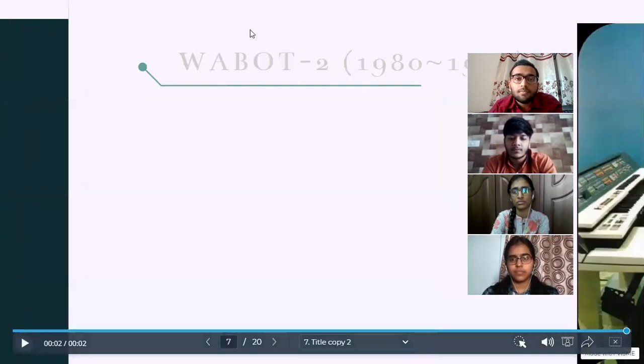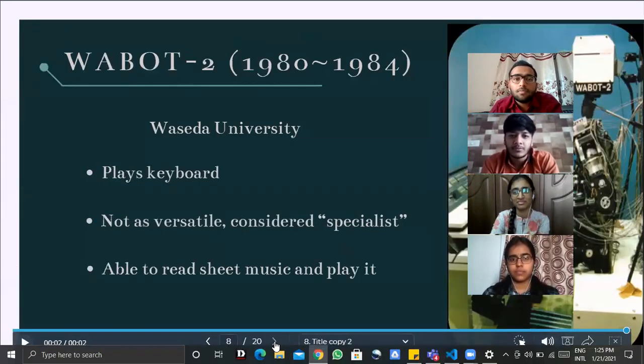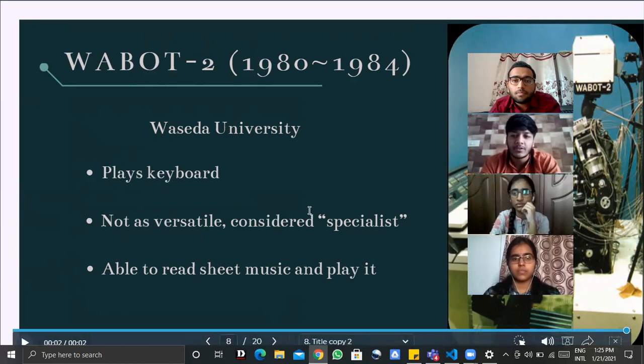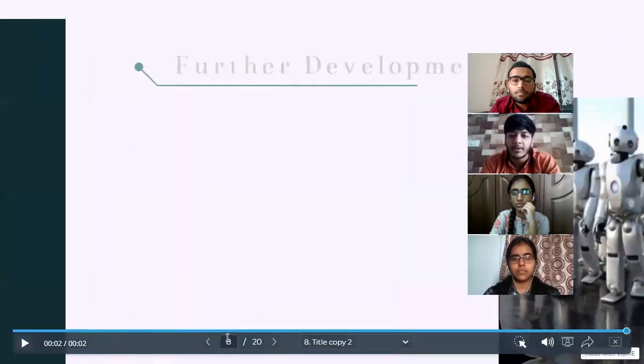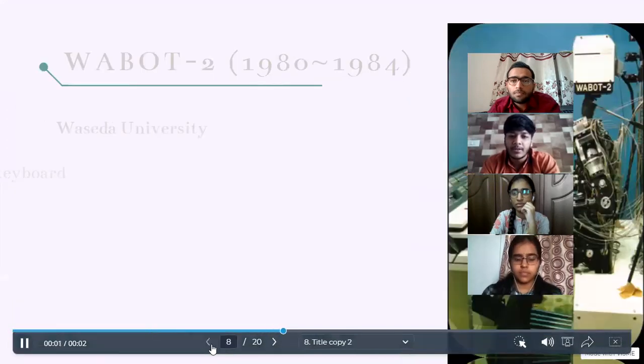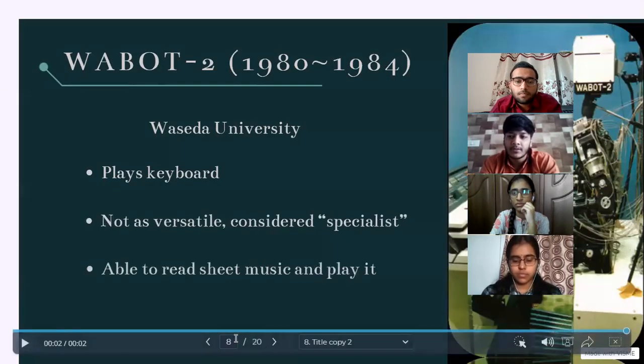The next version of this, WABOT-2, was released during 1980 to 1984. It was also released by Waseda University. The main feature of this robot was that it can play keyboard, and if a music sheet is given to it, it can play that also. Next slide, please.